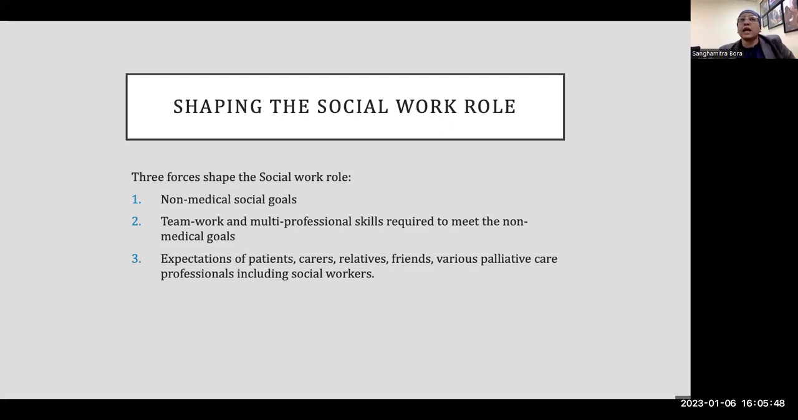It is also that in palliative care, the doctor is also doing some kind of social work. The nurse is also doing some kind of social work, and the other team members are also contributing towards social work. So these are the three forces that generally shape the social work role of an individual.